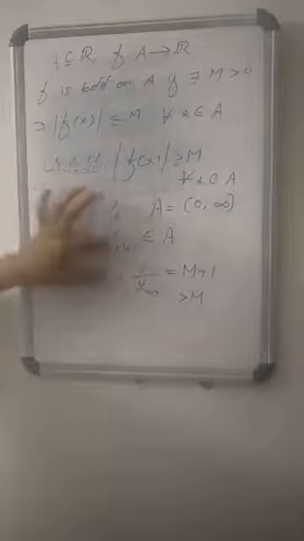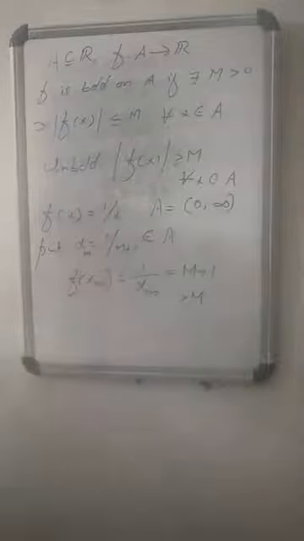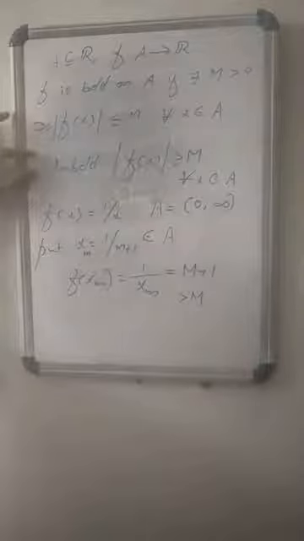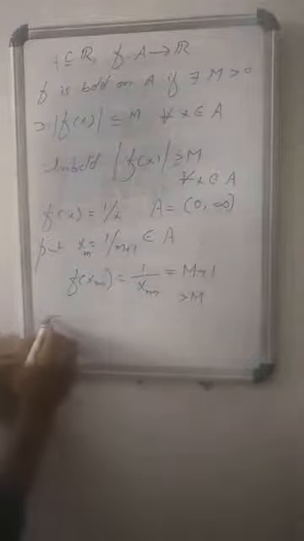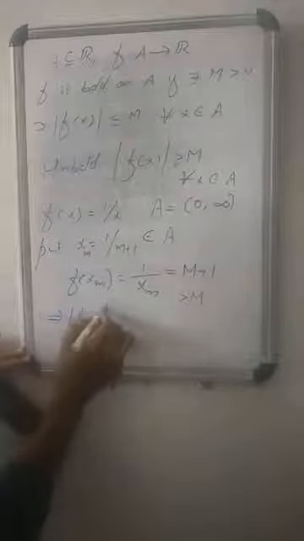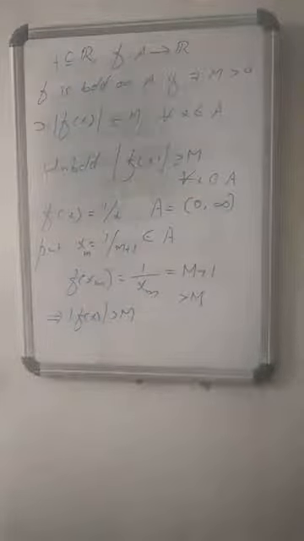Here consider the function f of x equals 1 by x. Put x_m equals 1 by m plus 1. Where does x_m fall? Again in A itself. So what is f of x_m? It is 1 by x_m, that is m plus 1, which is greater than m. So by this argument, modulus of f of x is greater than m, which means the function f is unbounded. Agreed. So this is the condition for the boundedness and unboundedness of a function. Clear? Now let us discuss the boundedness theorem.